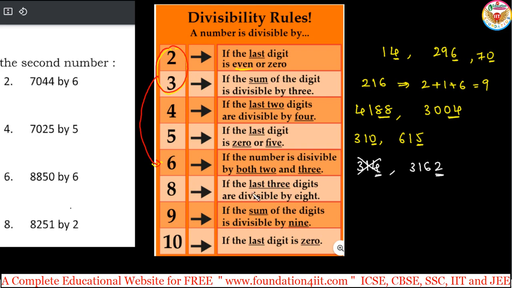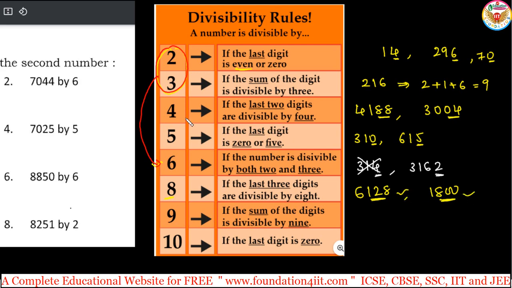Next, the rule for 8 is the last 3 digits should be in the 8 table. So 6128. Check if 128 is divisible by 8, then this number is divisible by 8. Other than this, 1800. 800 is divisible by 8, so 1800 is also divisible by 8. 120 is in the table, 8 times 15 is 120. 48, yes. So these are divisible by 8.